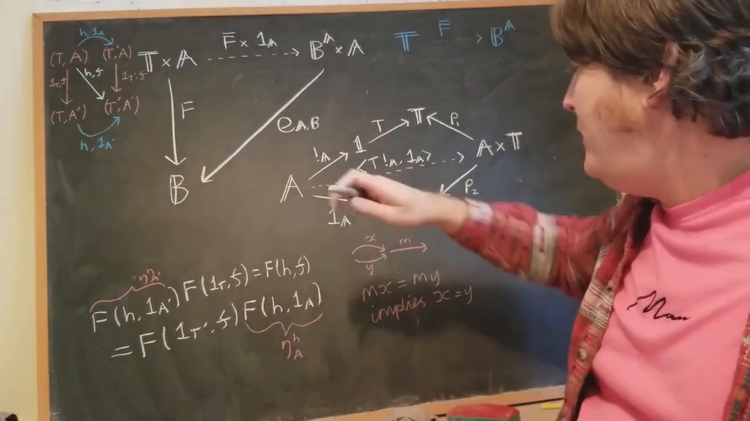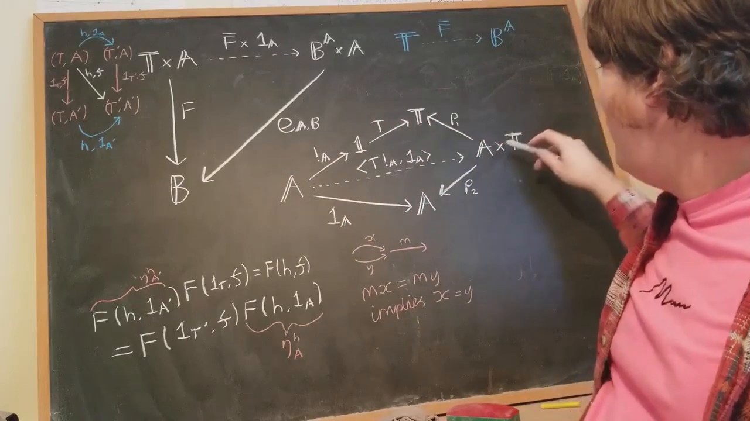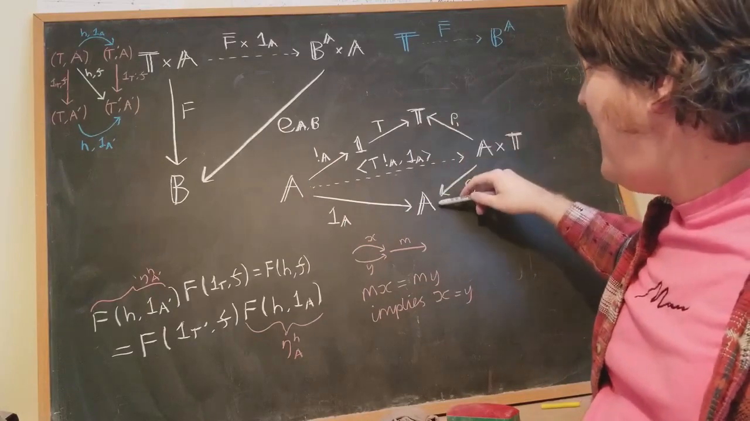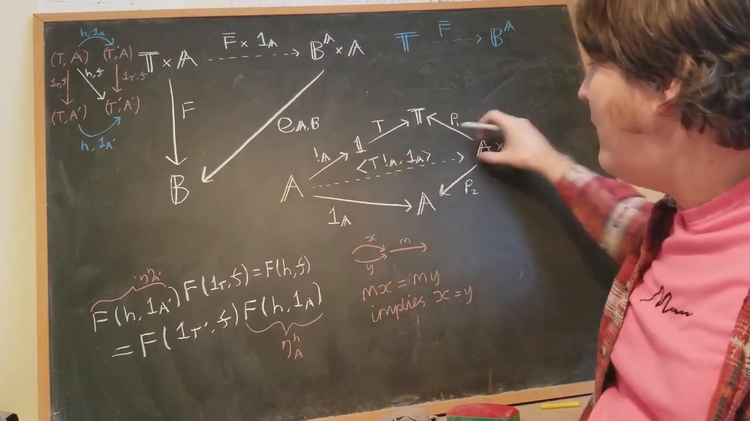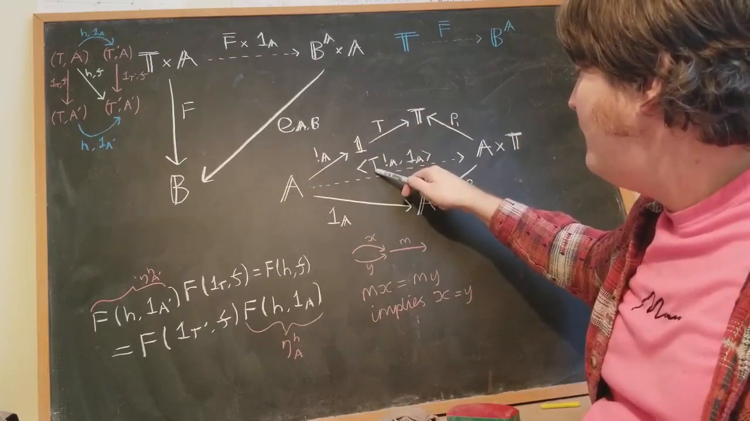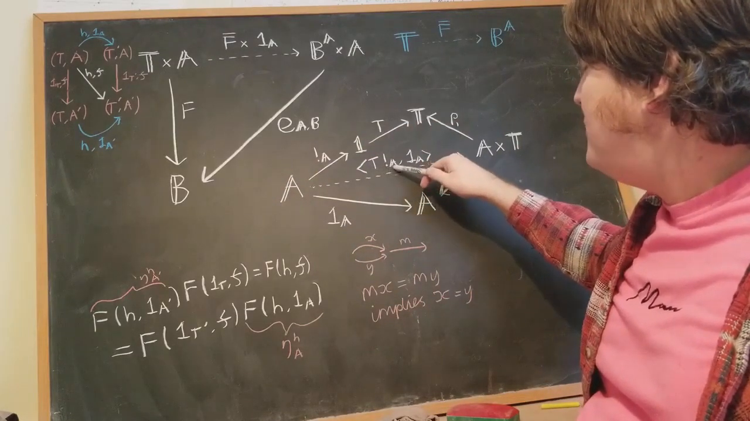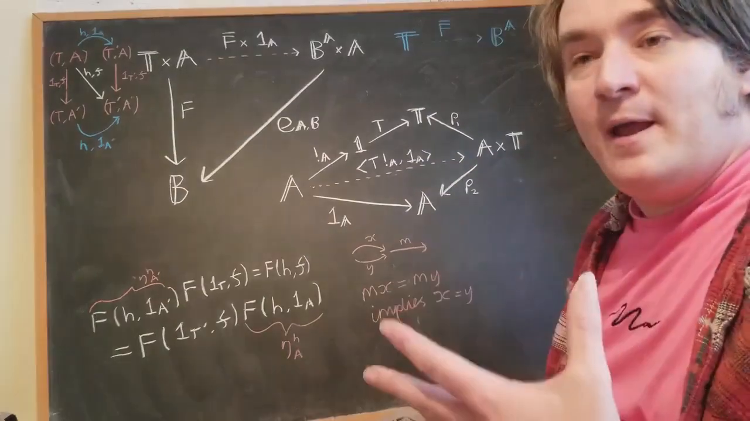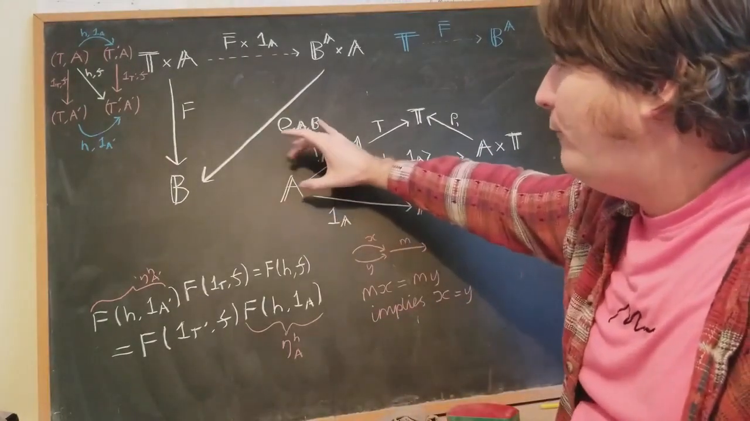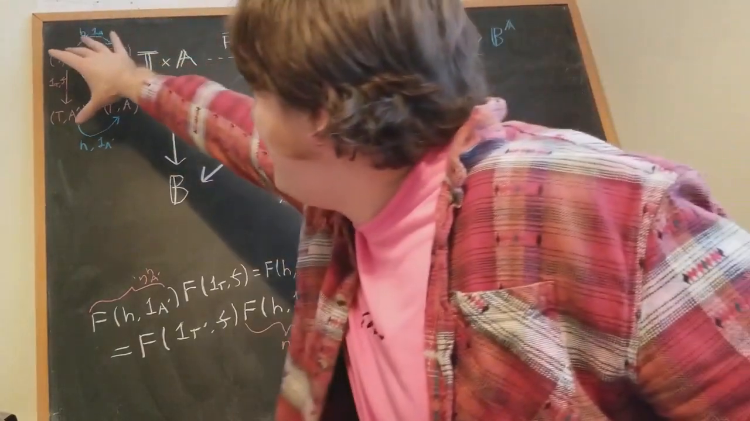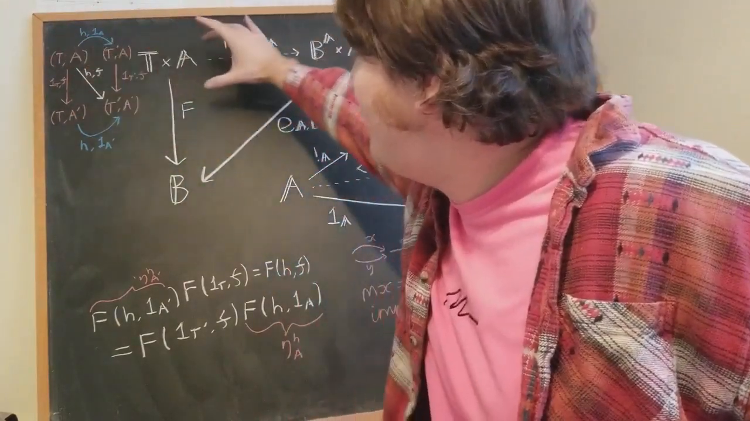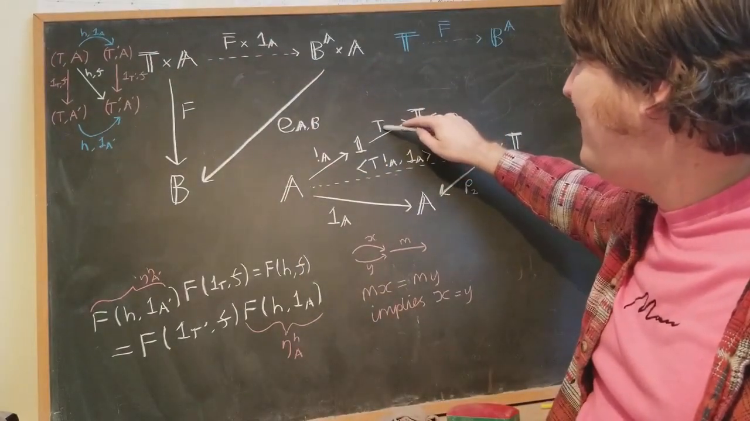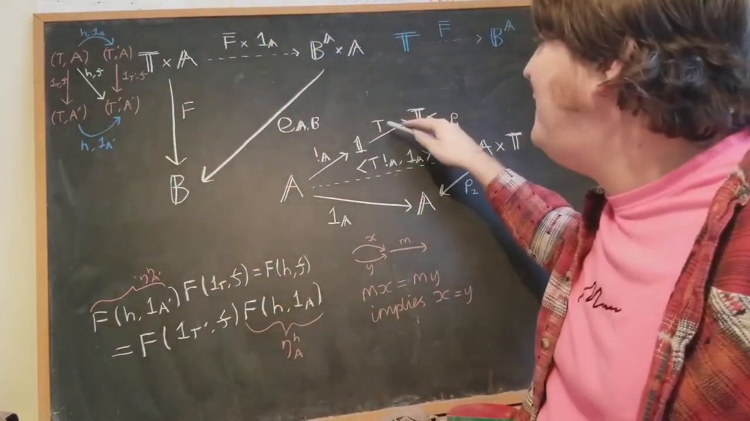And what we do then is we have this product of A times T with its projections P1 and P2 into T and A. And when we take this unique intermediary arrow, we could call this arrow T after exclamation mark A, comma 1A. What it's essentially doing is taking some stuff in our category A and sending it to one of these copies of A inside T times A. Which copy? Well, that depends on which object T we pick. If we pick T, we get this copy. If we pick T dash, we get this copy.